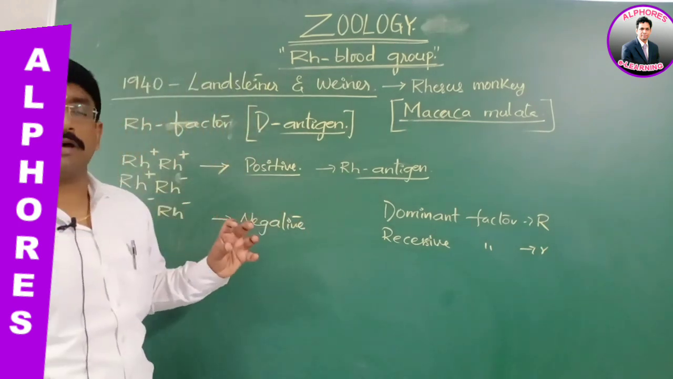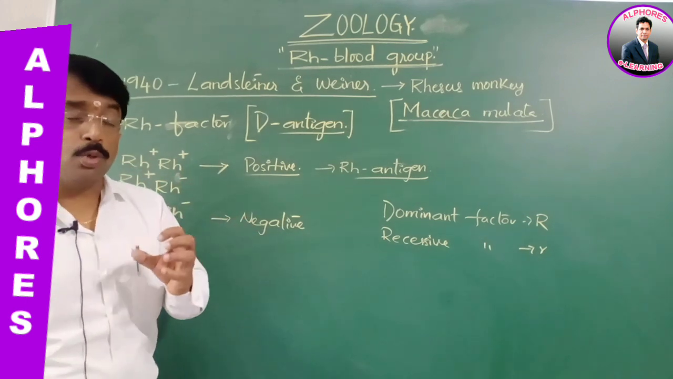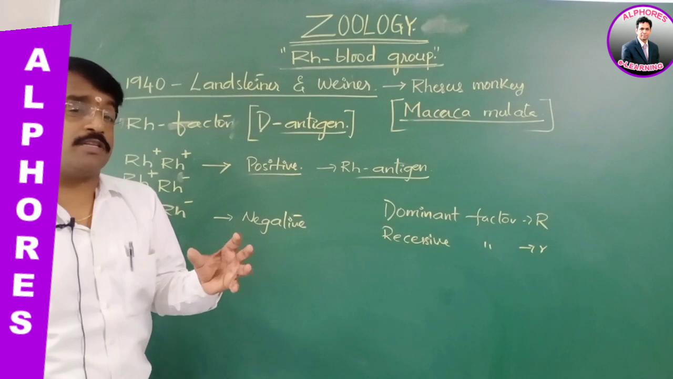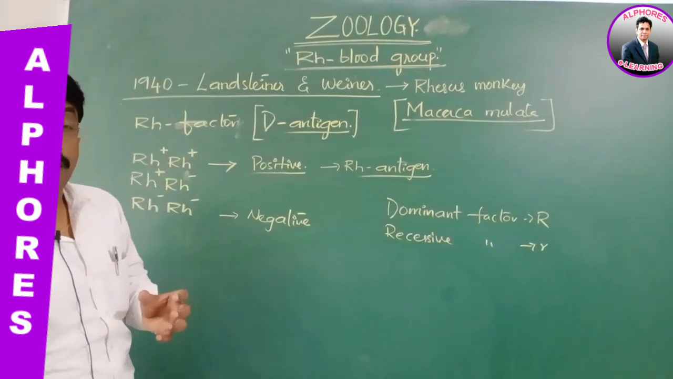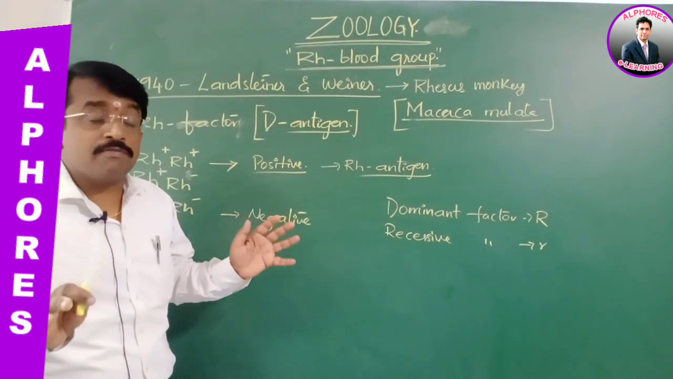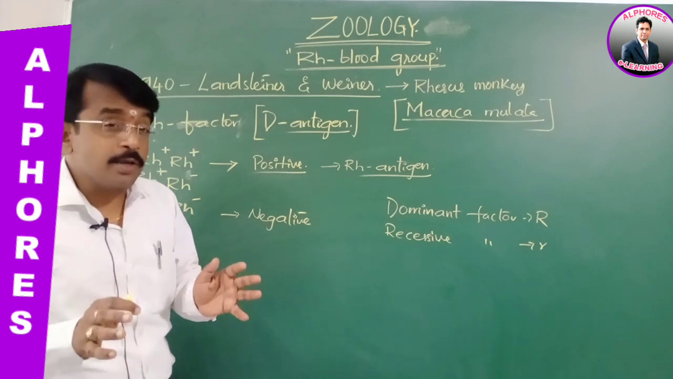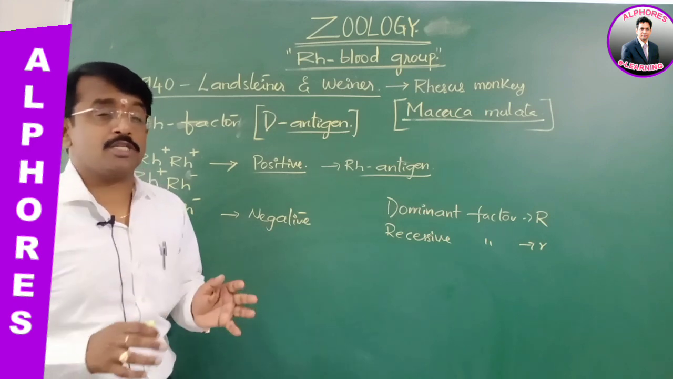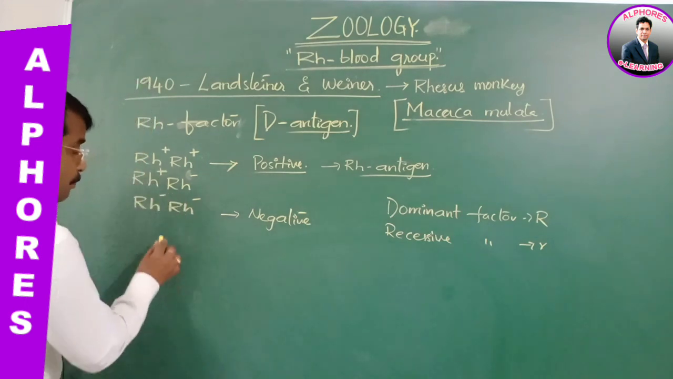The individuals that have the Rh antigen are said to be Rh positive. Those who do not have the Rh antigen, the D antigen, are named Rh negative. The majority of the population is Rh positive. There is a variation in the presence of the Rh factor among the population, depending upon the race.